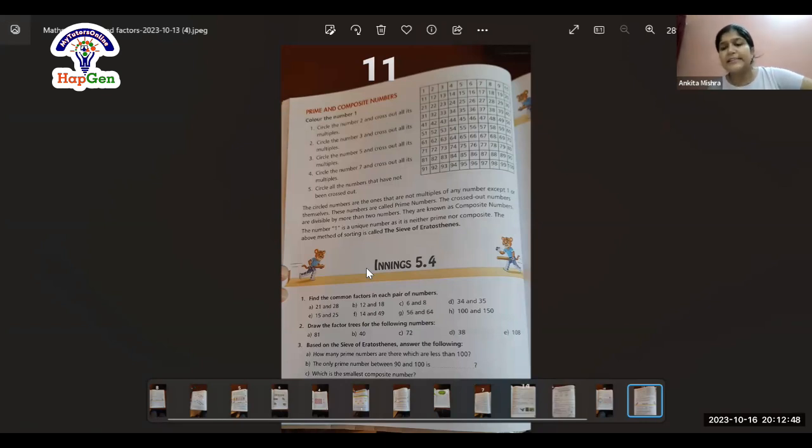Tell me, is 6 a prime number or a composite number? Composite. Yeah. Can you tell the factors of 6? 1, 2, 3 and 6. So here we have calculated the 4 factors. Now, any doubt? Okay. Can we come to the questions?